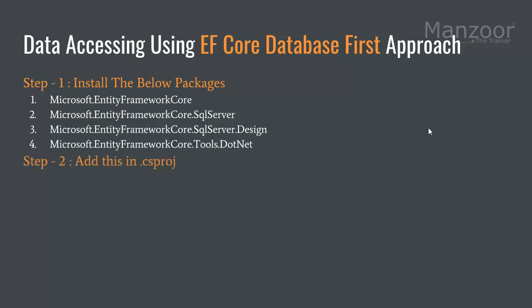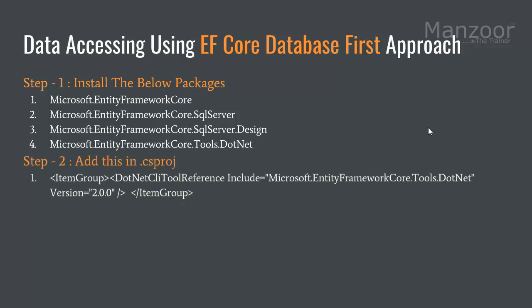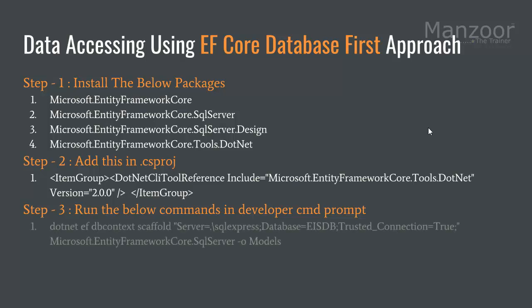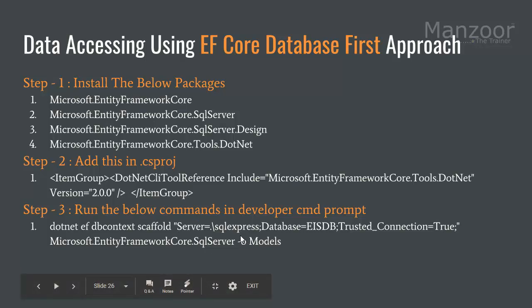The next step is to add a CLI reference to the csproj file. Now what is the csproj file? Where do I get that and how do I add it? We will see that. And finally, I need to run a command on the developer command prompt. That command is dotnet ef dbcontext scaffold, then your connection string, and the output to the Models folder or any folder wherever you want to get the output. So these are the three steps involved.